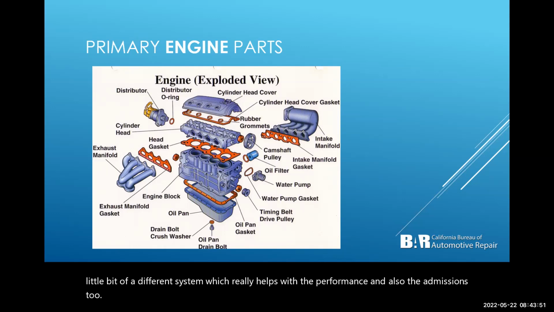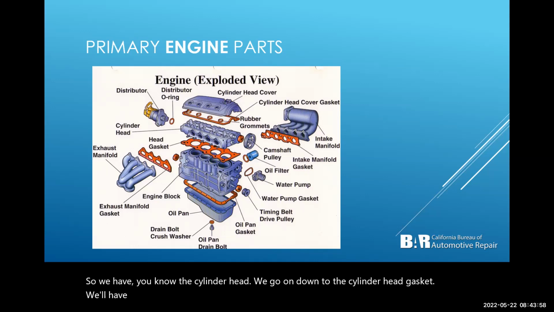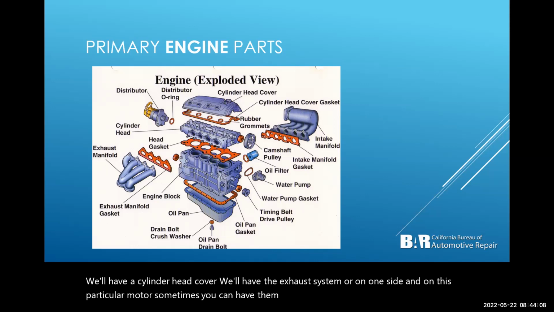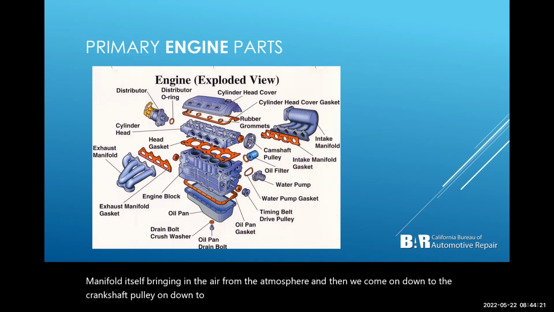So we have the cylinder head. We go on down to the cylinder head gasket. We'll have a cylinder head cover. We'll have the exhaust system on one side, and on this particular motor, sometimes you can have them stacked. And then you have the intake manifold itself, bringing in the air from the atmosphere. And then we come on down to the crankshaft pulley, on down to the engine block, down to the oil pan for the oil reserve for lubricating the motor itself.